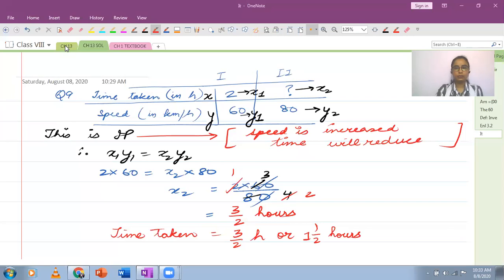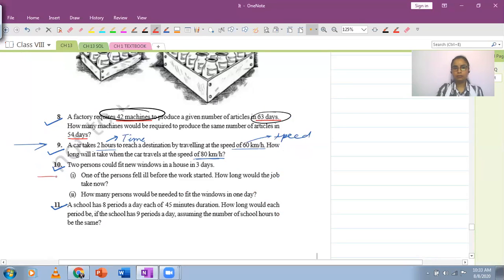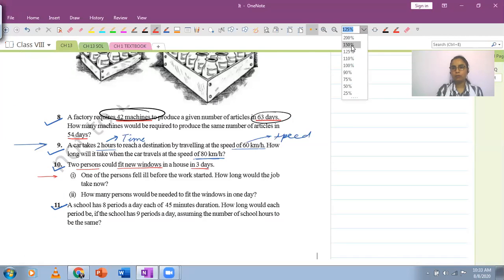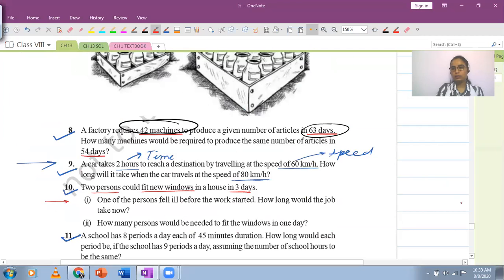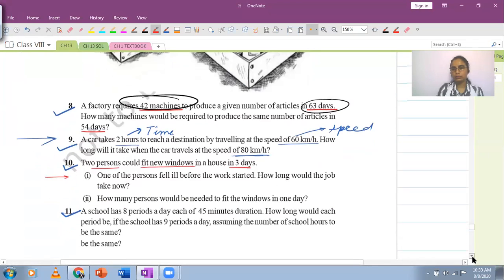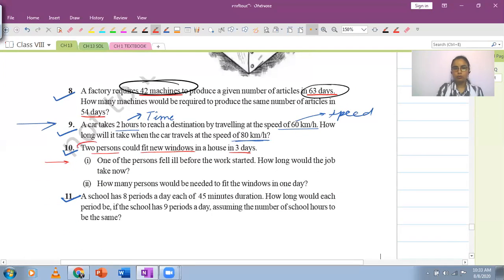Let's look at the next question. Question number 10. 2 persons could fit a new window in a house in 3 days. So now we have the number of people and the time taken to finish a task. There are 2 people, they are doing some work, and how much time do they take? They take 3 days.